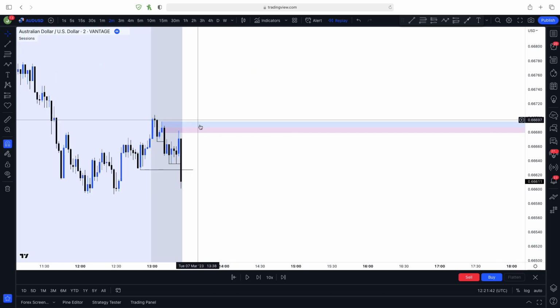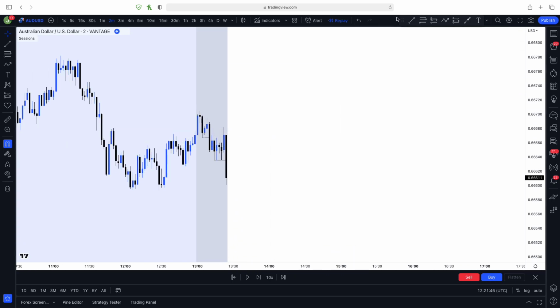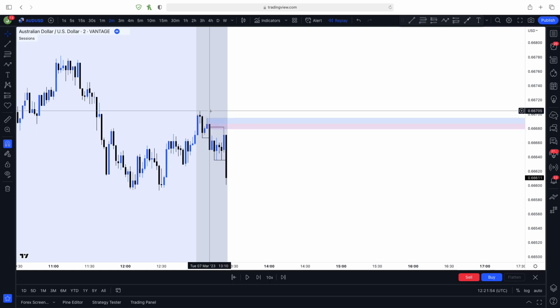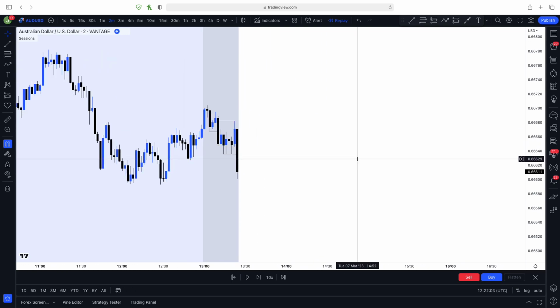Now, I'm not interested anymore in that major structure because our minor structure has played out first. So let's get rid of that whole box and let's draw on our mitigation. Now, we don't need to do anything with that mitigation. Why not? Because the reaction point is between the open and the 50% of this candle. That candle has imbalance, so it's unmitigated anyway. It's completely fresh, so we don't need to do anything. That's absolutely fine. Okay, so what's our next point of call?